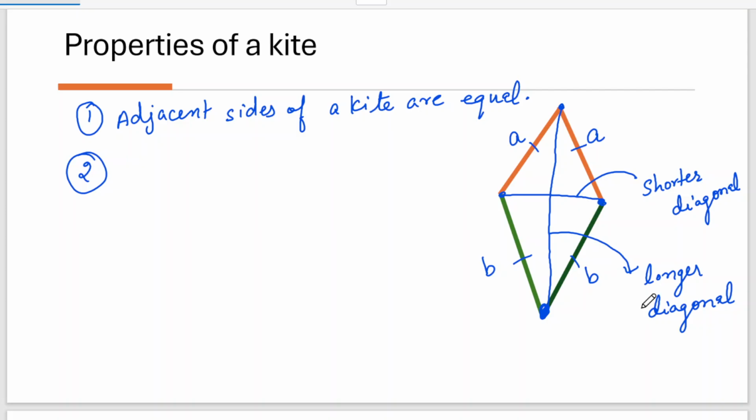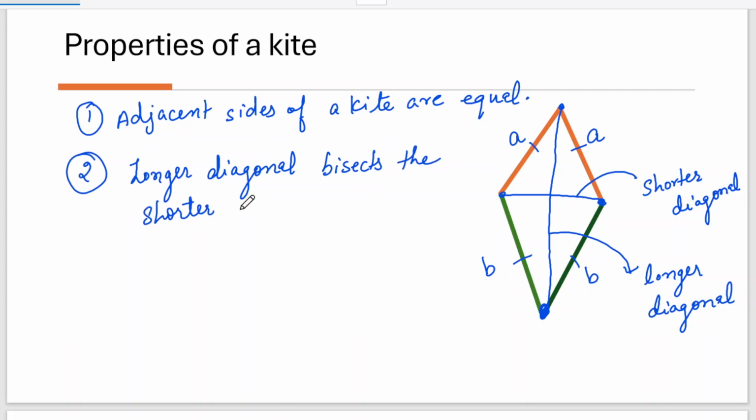Now, the longer diagonal bisects the shorter diagonal. That means we can say this part and this part are equal. If it is C, this is also C. Got the point?